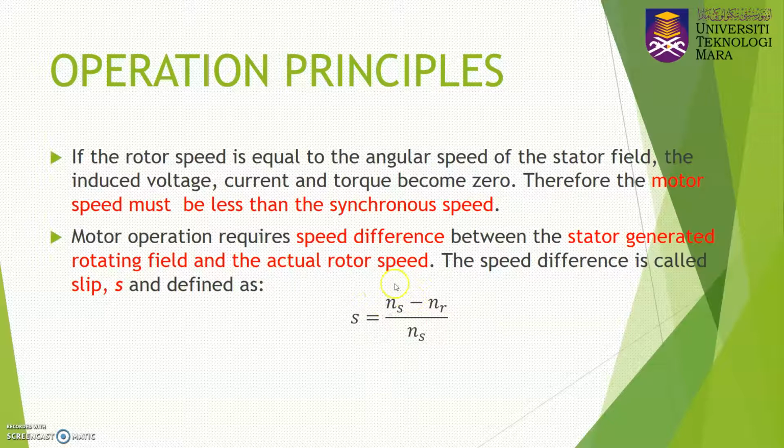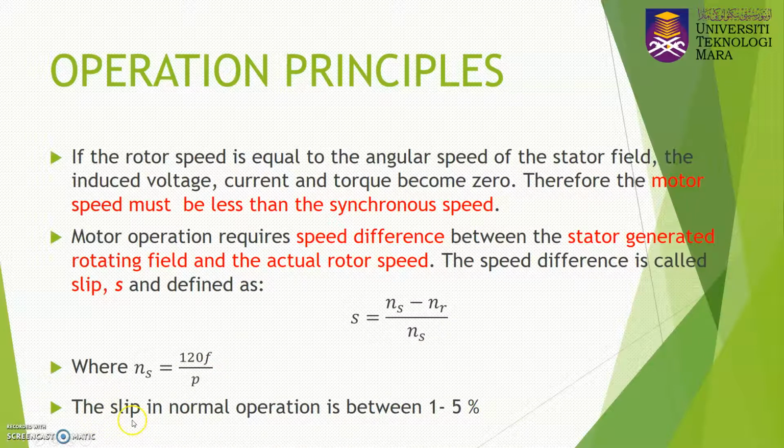Ns represents the synchronous speed, which is the speed of the rotating magnetic field produced by the stator. Nr represents the rotor speed. Ns is given by 120 multiplied by f, the frequency of the supply voltage, divided by P, where P is the number of poles. Basically, the slip value in normal operation is between 1 to 5%.